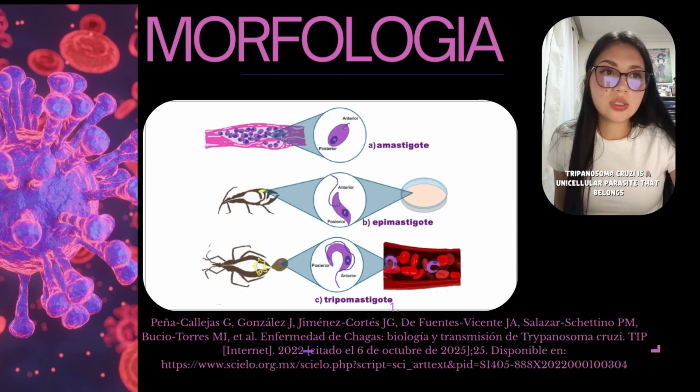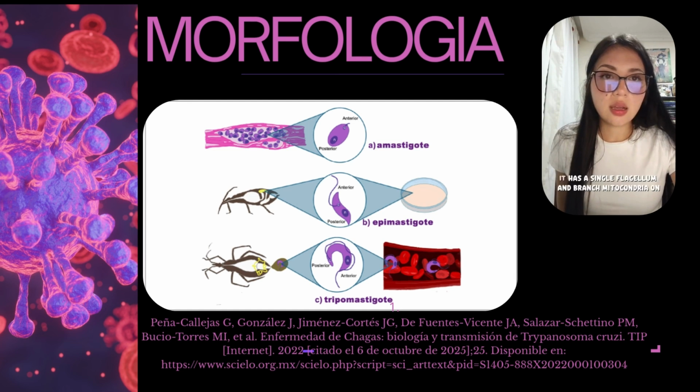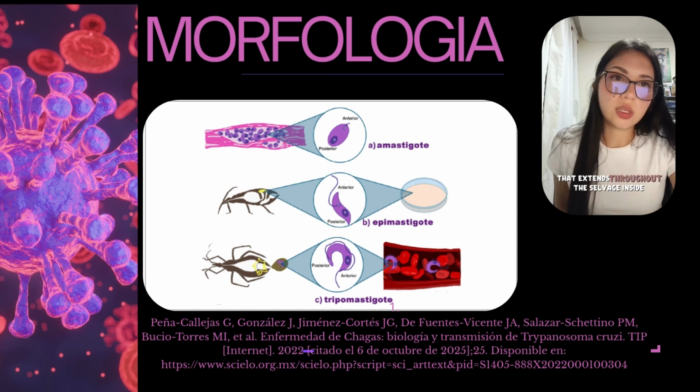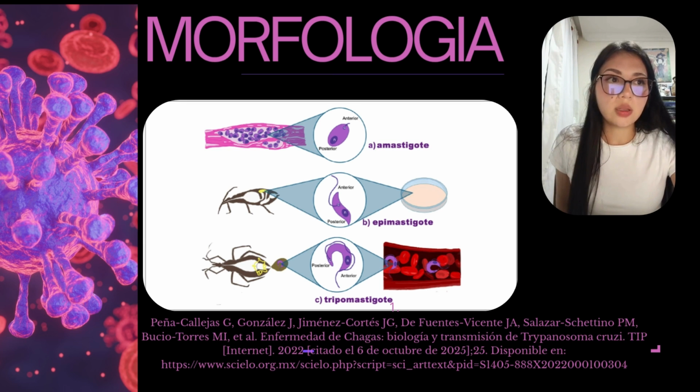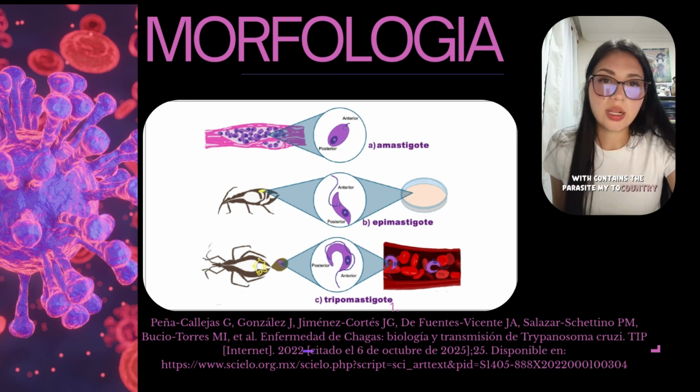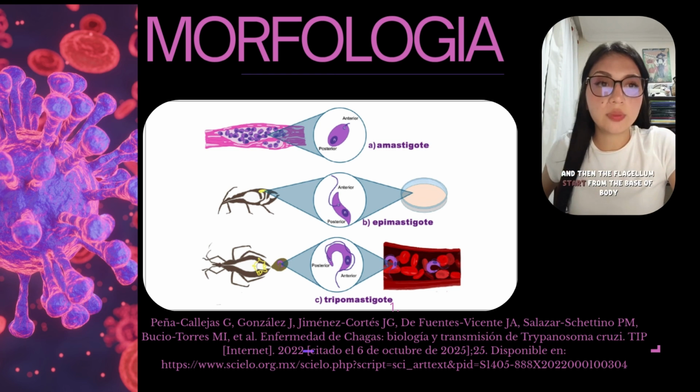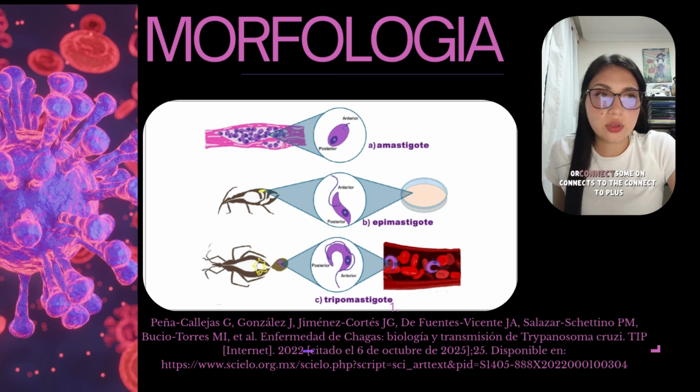Trypanosoma cruzi is a unicellular parasite that belongs to the group of kinetoplastids. It has a single flagellum and a branched mitochondrion that extends throughout the cell body. Inside, one of its most important structures is the kinetoplast, which contains the parasite's mitochondrial DNA. The flagellum starts from the basal body or kinetosome and connects to the kinetoplast. It also includes a paraflagellar rod, which helps the parasite.